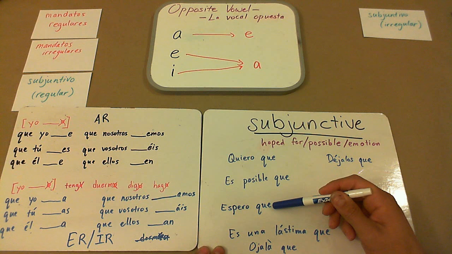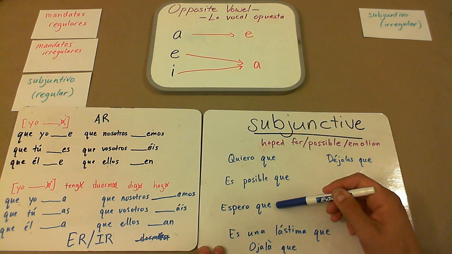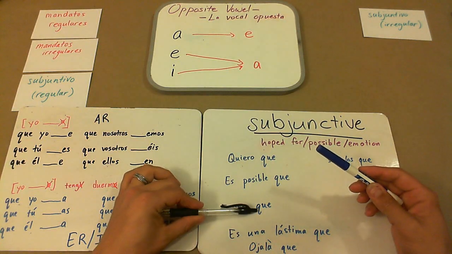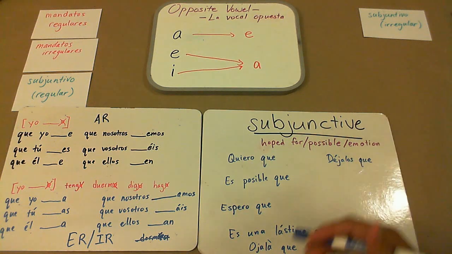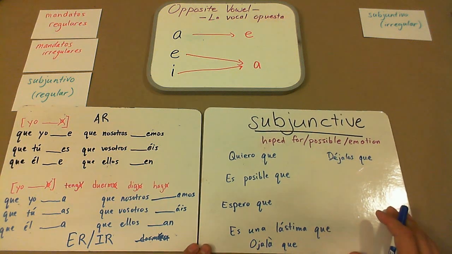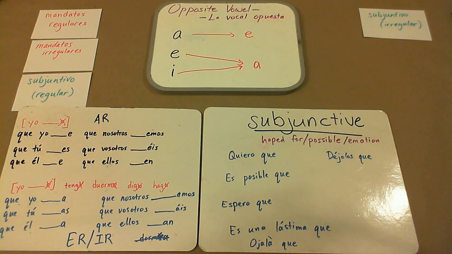Espero que tengas un buen día. I hope you have a good day. We can even just say, cut off the espero and say, que tengas un buen día. It's like a desired thing. May you have a good day. Que no te mueras, right? May you not die. This kind of thing.